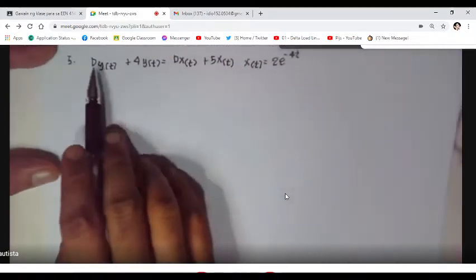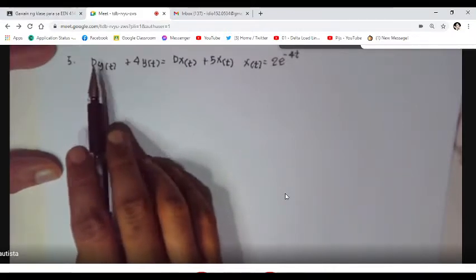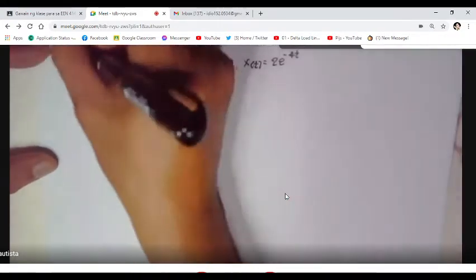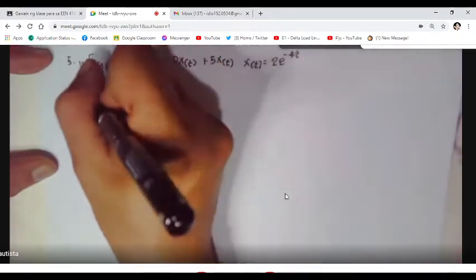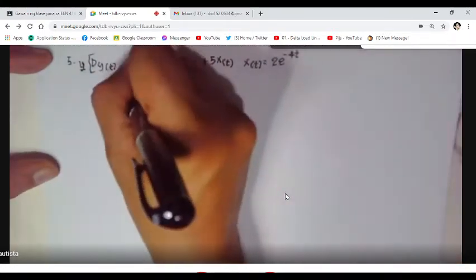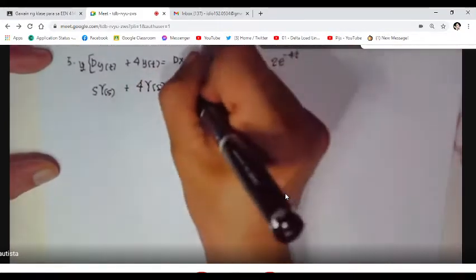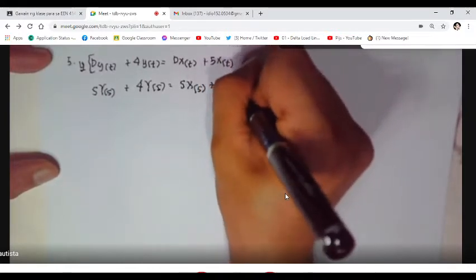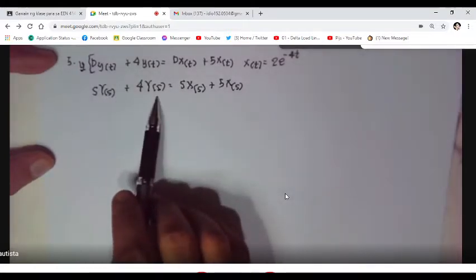Okay, so ganito yung nangyari, no? Ginawa ko na siyang d. Instead of writing dy over dt, convert mo kaagad siya ng d. Okay? Take the Laplace. So, that is s y sub s, di ba? Plus 4 y sub s equal to s x sub s plus 5 x sub s. Okay? So, ang output natin ay y.